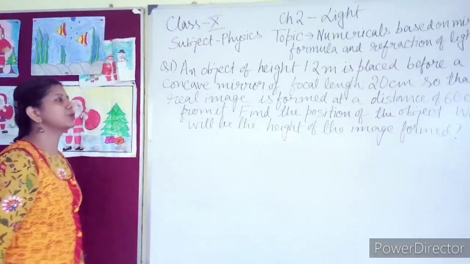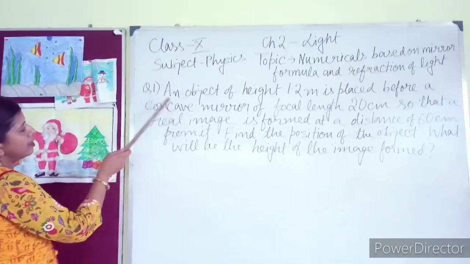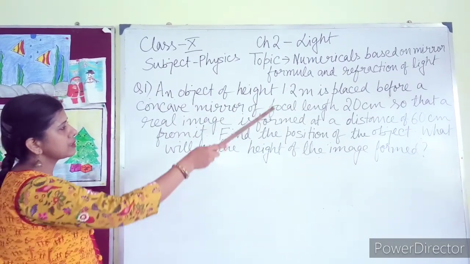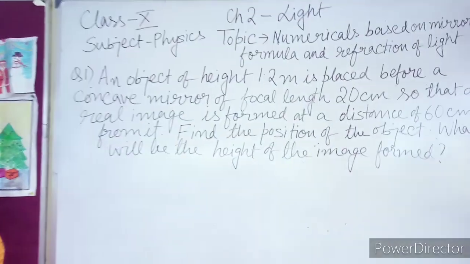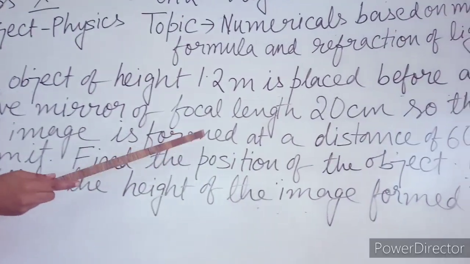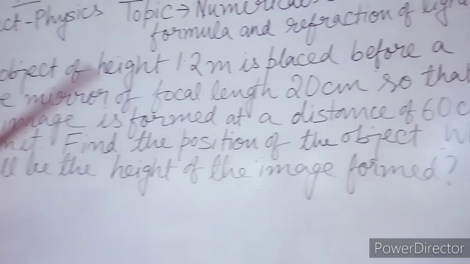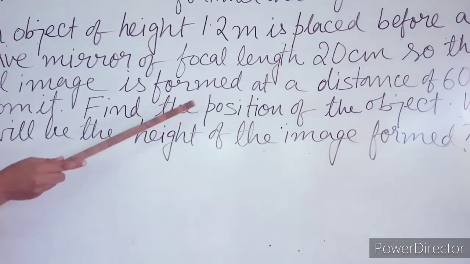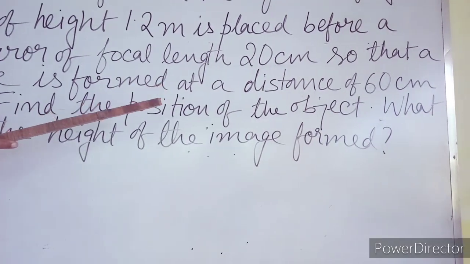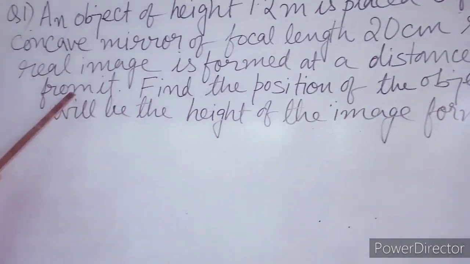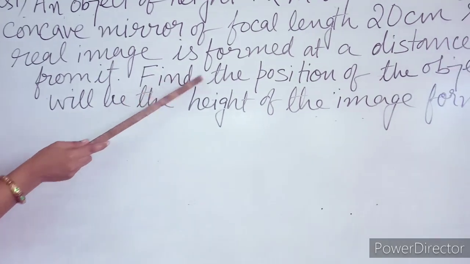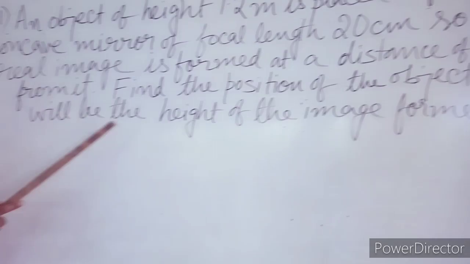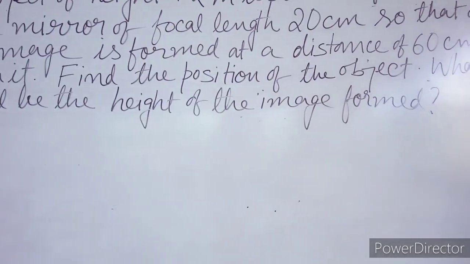I am repeating the question again, okay? An object of height 1.2 meter is placed before a concave mirror of focal length 20 centimeter so that a real image is formed at a distance of 60 centimeter from it. Find the position of the object. What will be the height of the image formed?